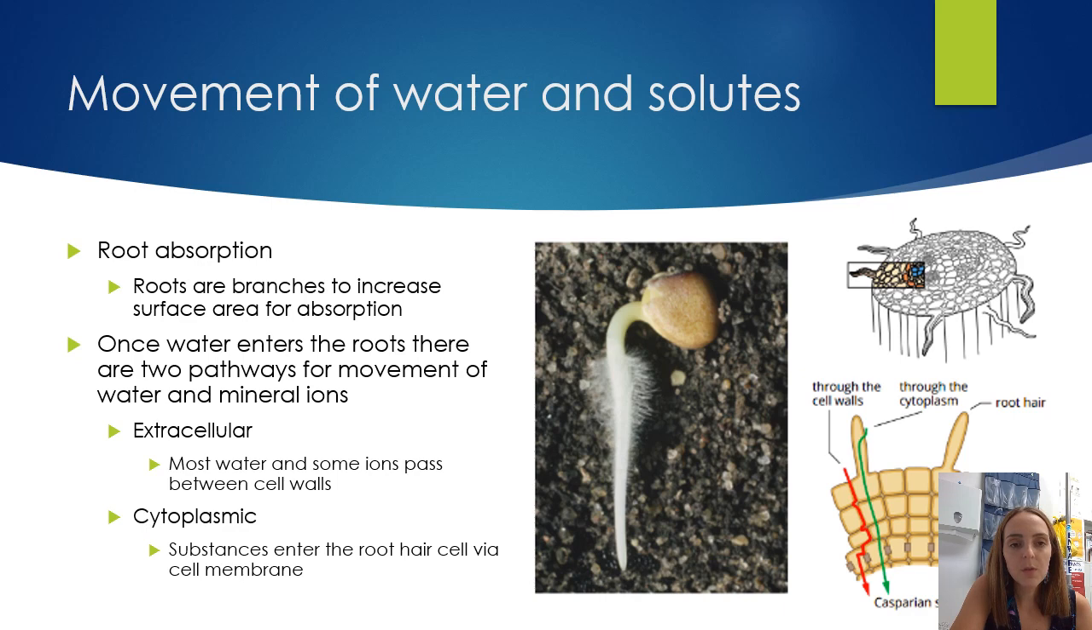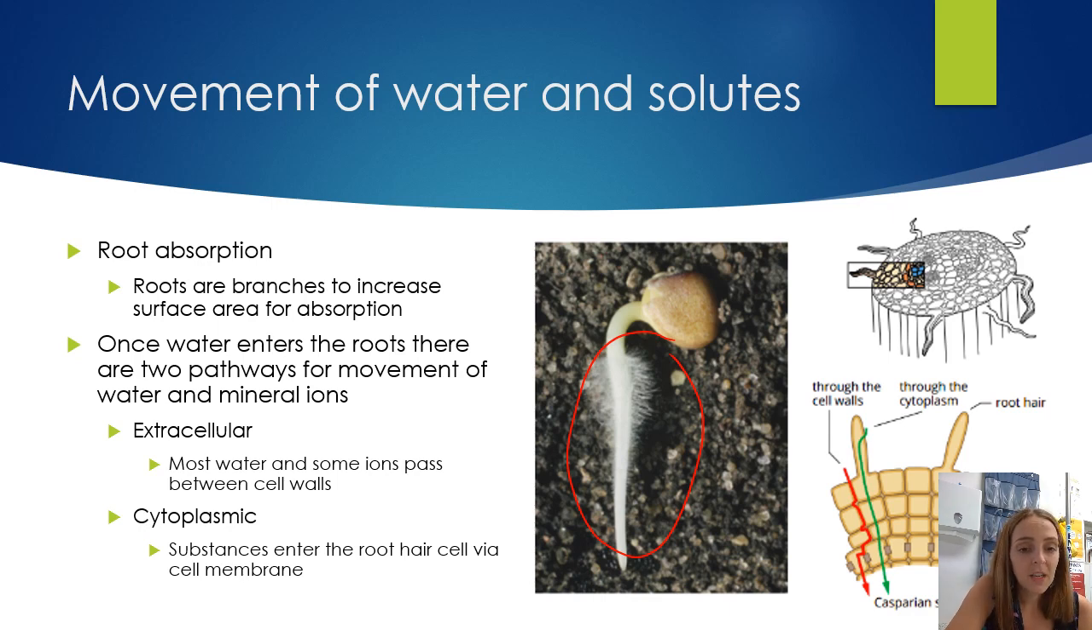Now in terms of absorbing water and solutes at the root, we talked about the root having this huge surface area because of the huge number of little projections of root hairs that come off the root. Now, water is able to simply diffuse straight across into the root hairs via osmosis because they're so small. But once they enter the roots, there's two different pathways for the movement of these ions and the water.